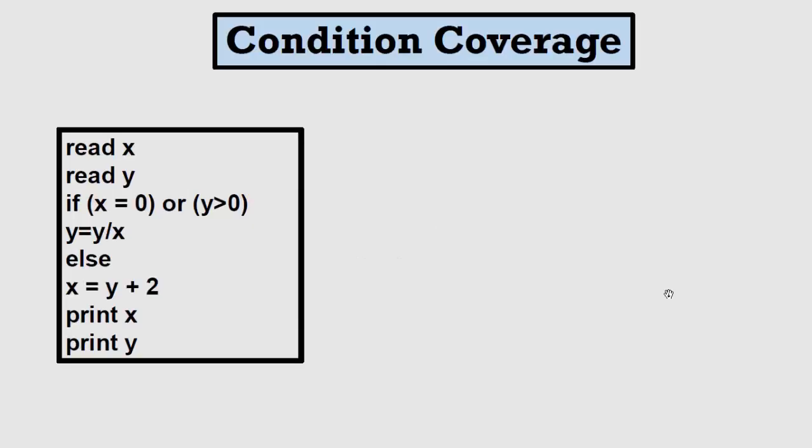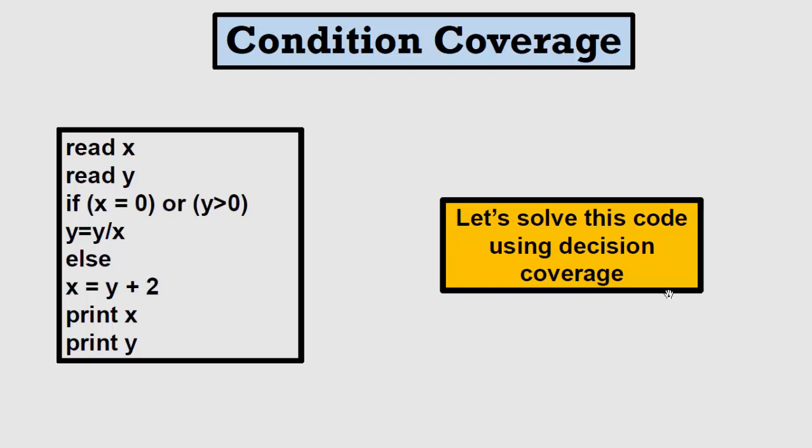The next technique that we will talk about is called condition coverage. Let's see this code. Read x, read y. If x equals 0 or y is greater than 0, make y equals y divided by x. Else, x equals y plus 2. Print x, print y. Let's try this code in Python, but let's solve it using decision coverage.